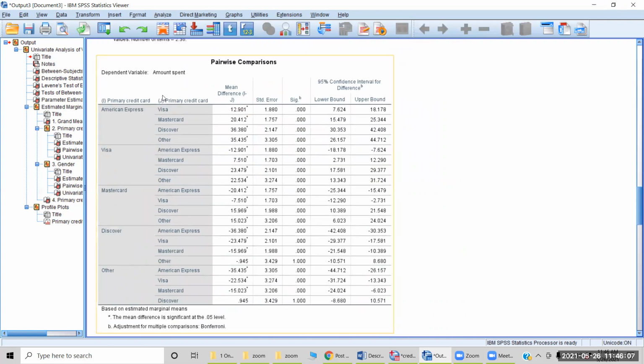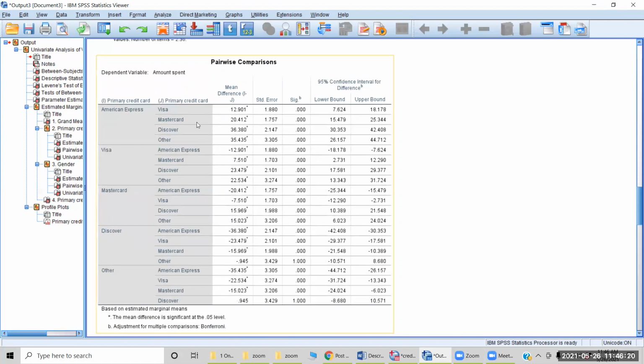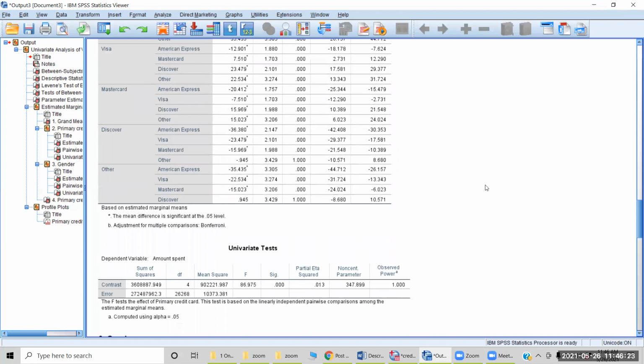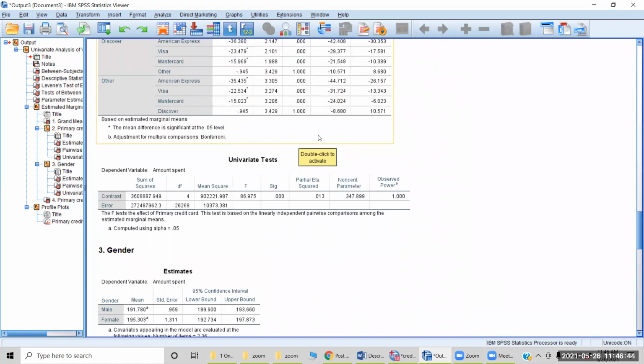Then the other test is the Bonferroni test, which compares the amount of expenditure across different categories of credit cards. If it is significant, there is a significant difference between the average expenditures on American Express and Visa versus MasterCard, Discover, and other. So American Express, as compared to each of these categories, is significantly different. The expenditures on these cards are significantly different from each other.